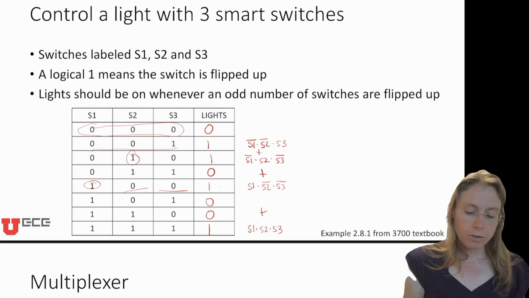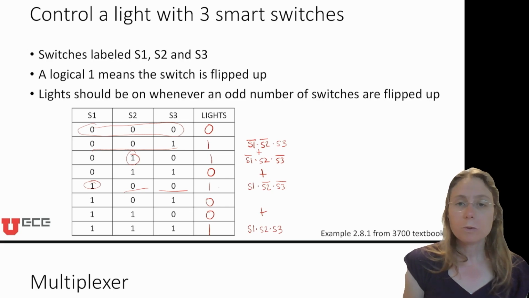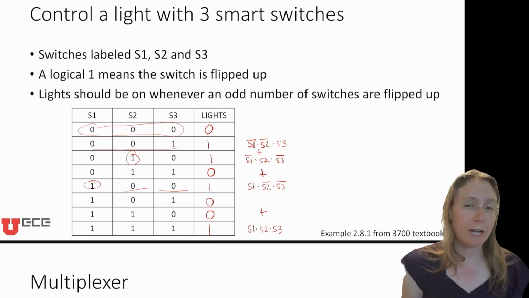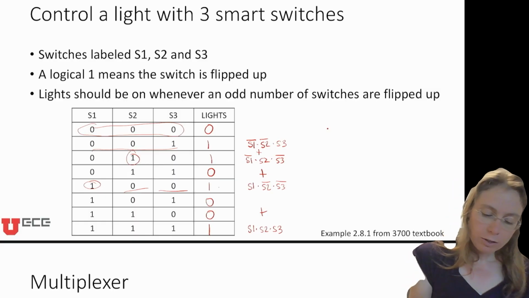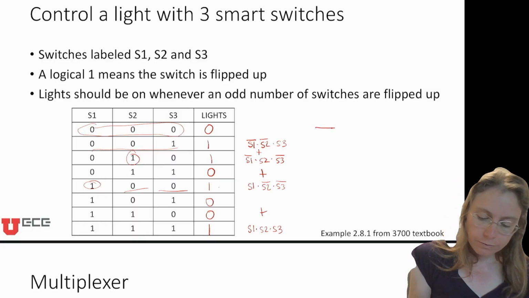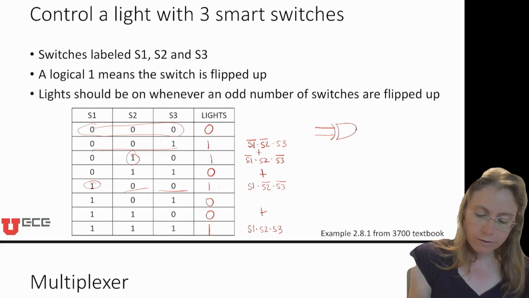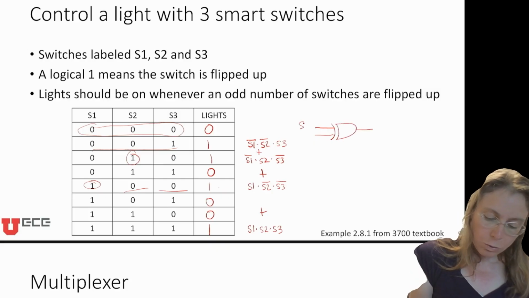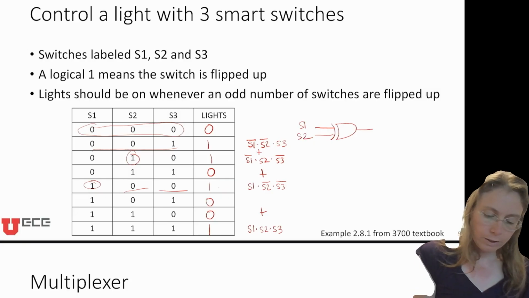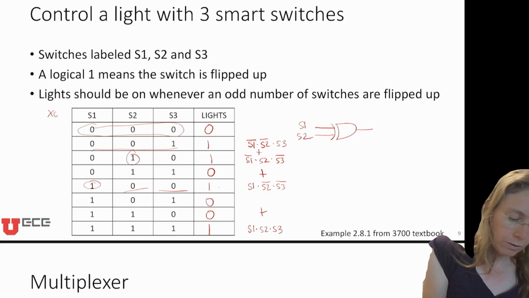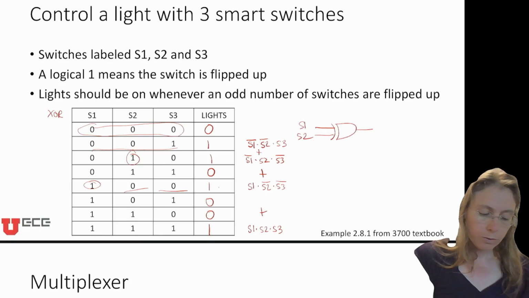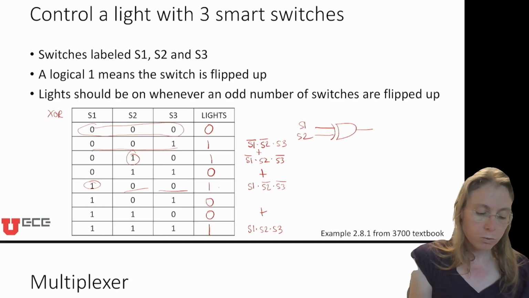The other thing we could think about is when it's saying that whenever 1 switch is flipped up, that makes me kind of think like an XOR, like an exclusive OR. So you can imagine I have an exclusive OR for S1 and S2. And I will write that over here. So that means that if one or the other is 1, we'll get out a 1.